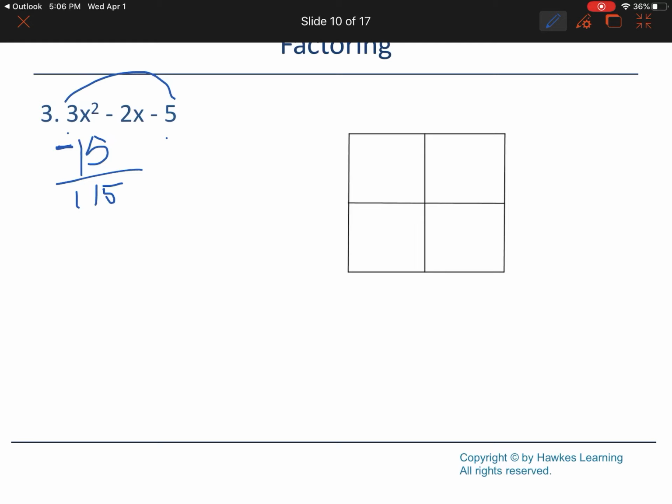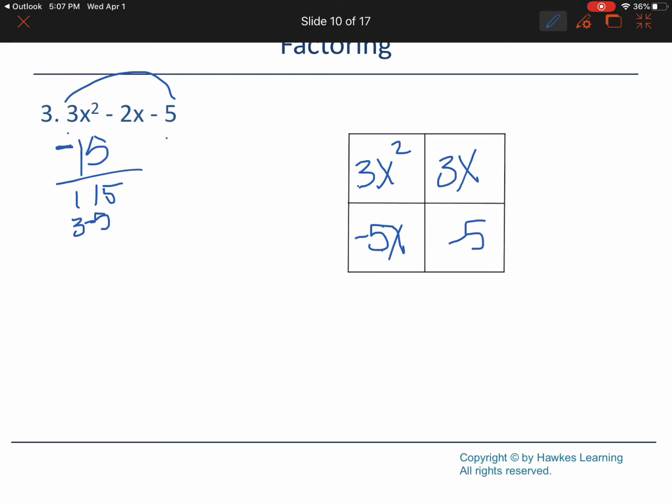So 2 doesn't go into 15. 3 times 5, right? So this looks like it's going to be the one. 3 and 5 are 2 apart. And I need it to add up to negative 2. So the bigger one, the 5, has to be the negative one. All right, so I have my 3x squared, and then I will have to have 3x and negative 5x, and then the negative 5 here.